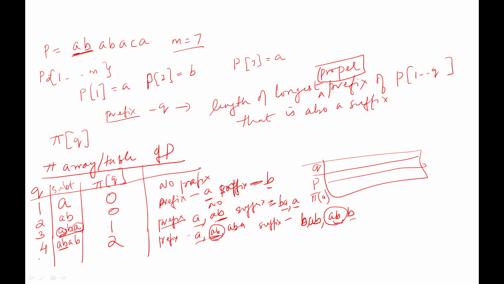Okay, so this way. Now let us look at the next character. When it is A, B, A, B, A, we have 5 characters here.